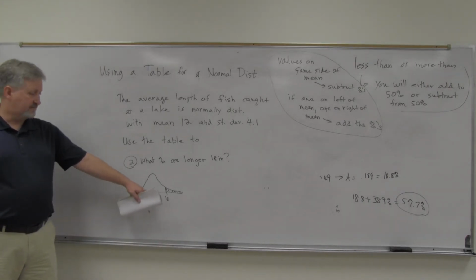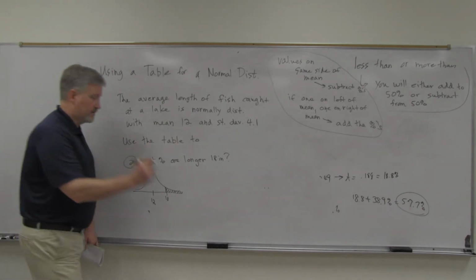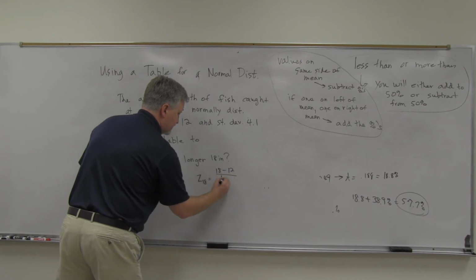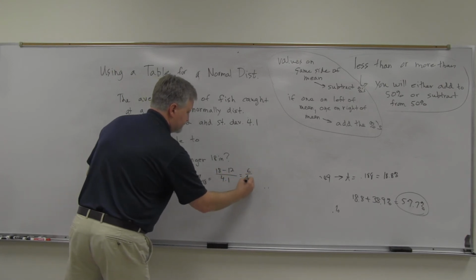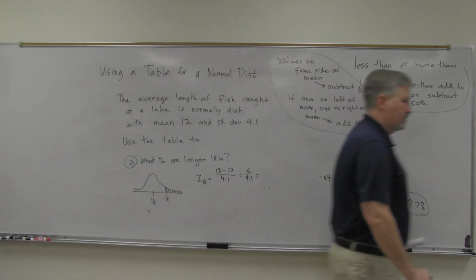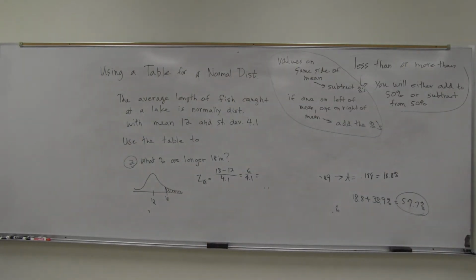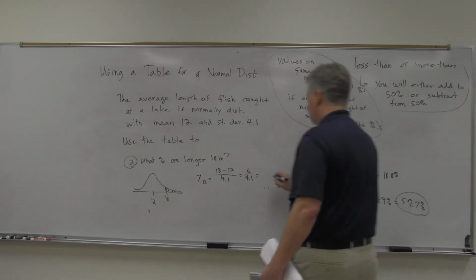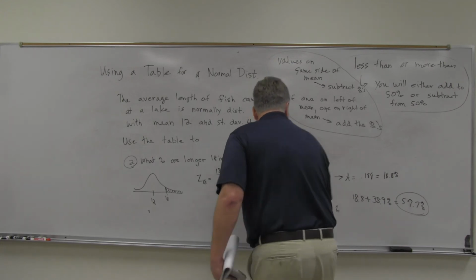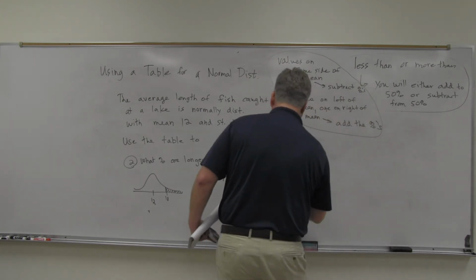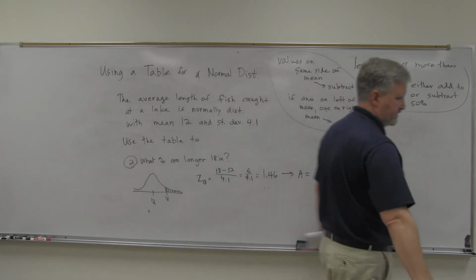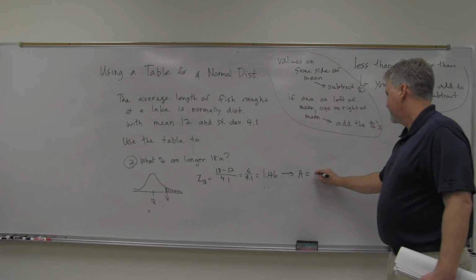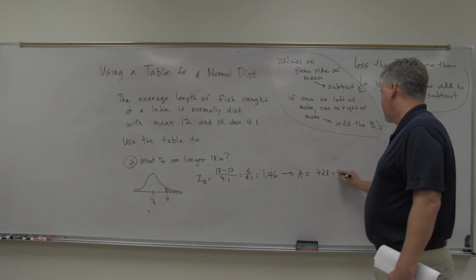First of all, draw a picture, do the z-score, right? Z-score of 18. So we do value minus mean divided by standard deviation, 6 divided by 4.1, which is 1 point something, 1.46. Go to the table, get the A. What A goes with Z is 1.46? Well, I see 0.428, or 42.8%.